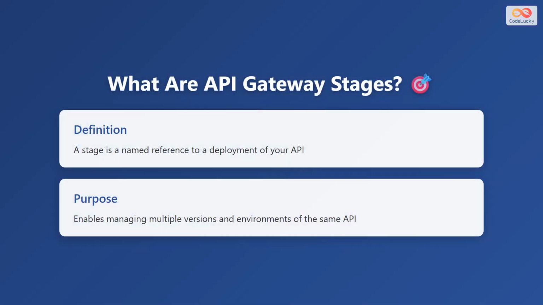A stage is a named reference to a deployment of your API. Think of it as a snapshot of your API at a specific point in time. The main purpose of stages is to enable managing multiple versions and environments of the same API. This means you can have the same API running in different configurations simultaneously, such as a development version for testing new features and a production version serving real users. Stages give you the flexibility to test changes safely before rolling them out to production.